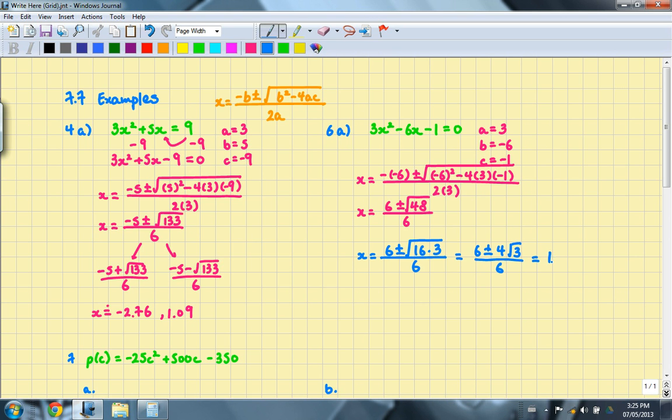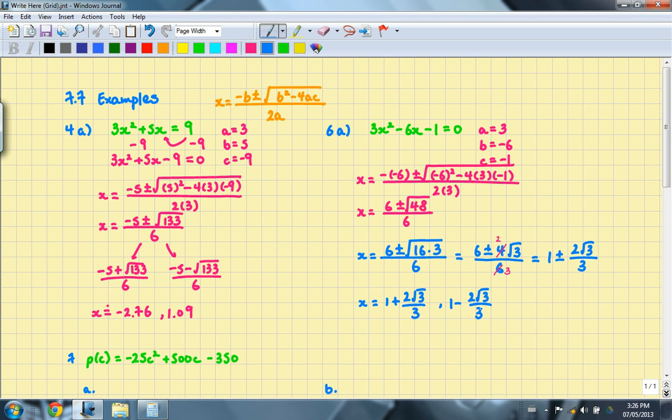6 divided by 6 is going to be 1, so you have 1 plus or minus, and then, of course, the 4 over 3 can also be simplified a little bit. This gives you 2 over 3 here, so you get something like 1 plus or minus 2 root 3 over 3. And then finally, you might also want to write them out separately. So 1 plus 2 root 3 over 3, as well as 1 minus 2 root 3 over 3.